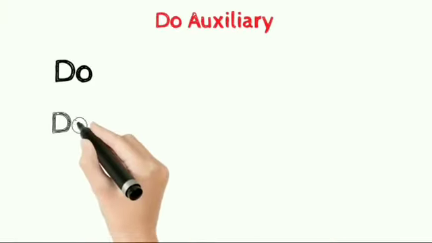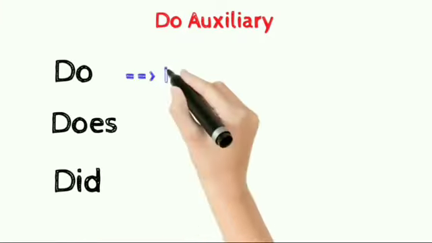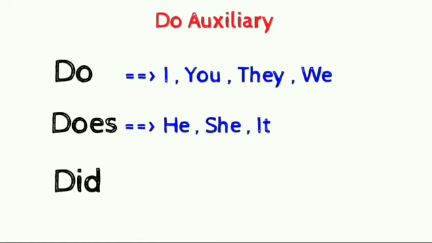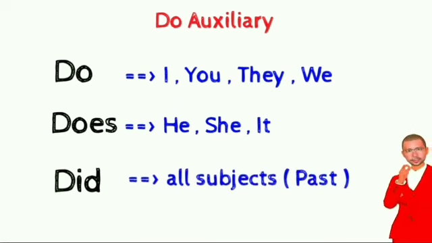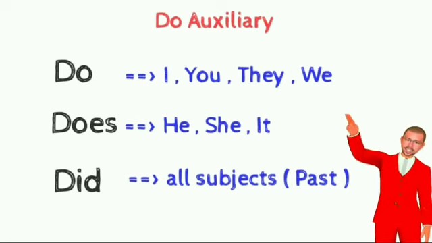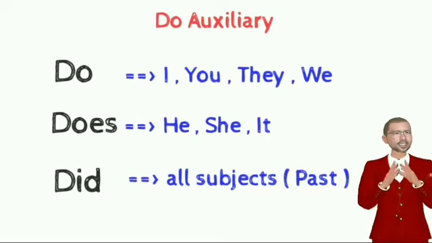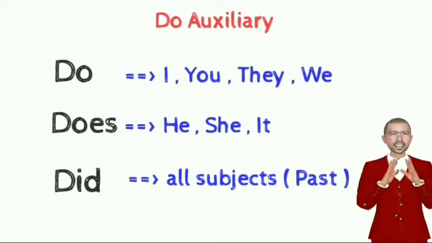A little bit, we'll talk about the auxiliary do, okay? Do, does, did. Do is for I, you, they, we, while does is for he, she, it. And did is for all subjects but in the past time. You must keep it in your mind, okay? Because the auxiliary do sometimes makes students confused, so you have to remember this. Do, does, did. Alright.